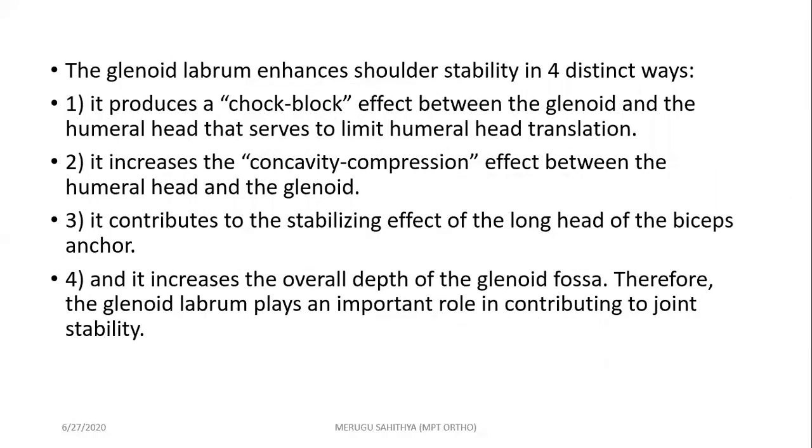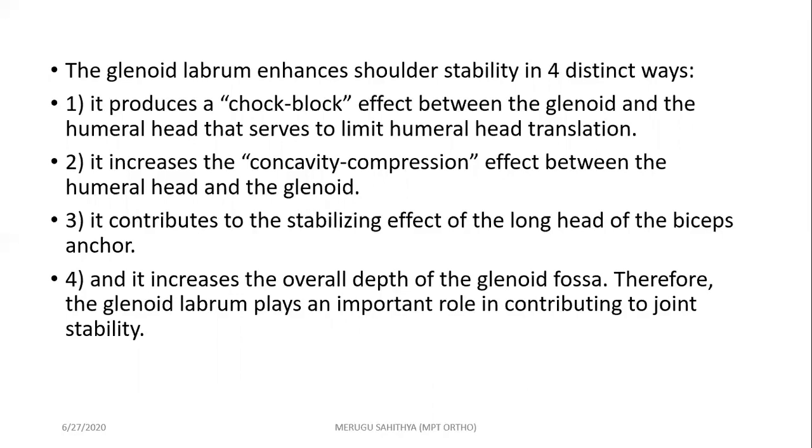Coming to the biomechanics of the glenoid labrum, it enhances shoulder stability in four distinct ways. The first thing, it produces a chock block effect between the glenoid and the humeral head, which serves to limit humeral head translation force. The glenoid labrum acts as a chock block and resists the glenohumeral translation force. It increases the depth and the contact area between glenoid and humeral head, resisting the translation force.